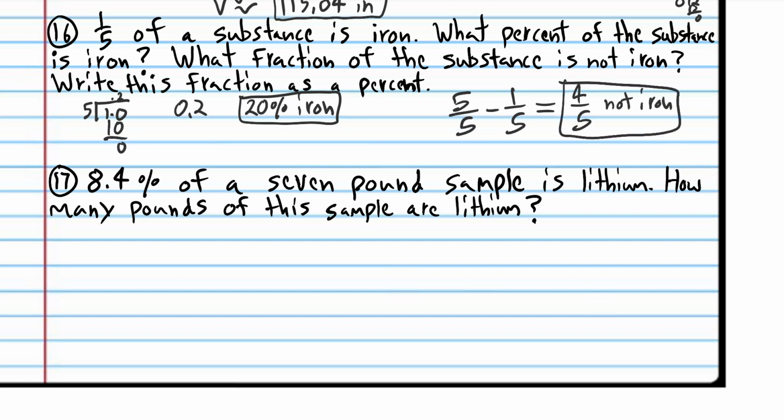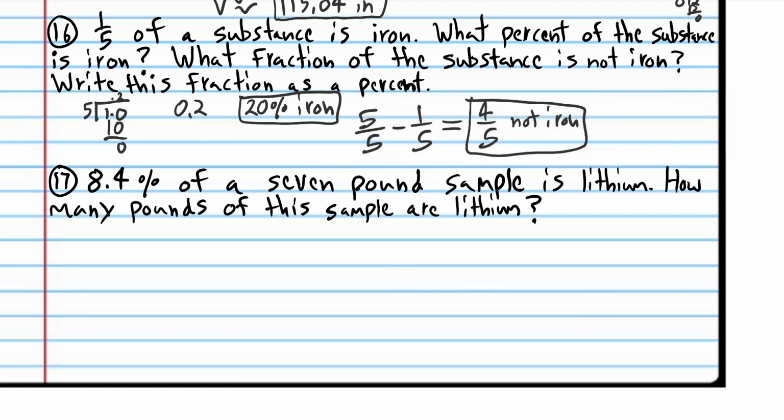And then it says, write this fraction as a percent. So we need to write 4/5 as a percent. You can do that in two ways. One way is the long division algorithm. Divide the numerator by the denominator, and you get 0.8, which becomes 80%. 80% not iron.